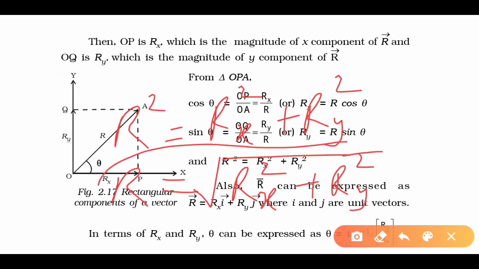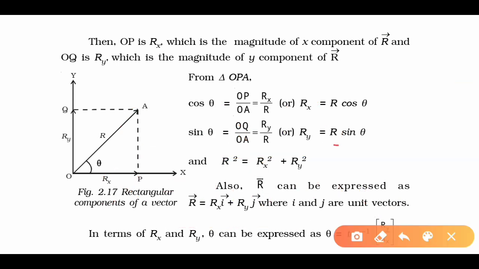Clear? So we will get the final value of the resultant vector: R equals under root of Rx square plus Ry square. Now you can see R square is equal to Rx square plus Ry square.